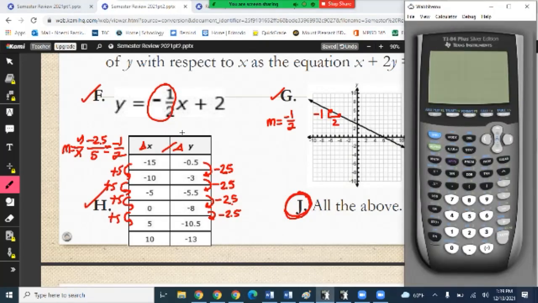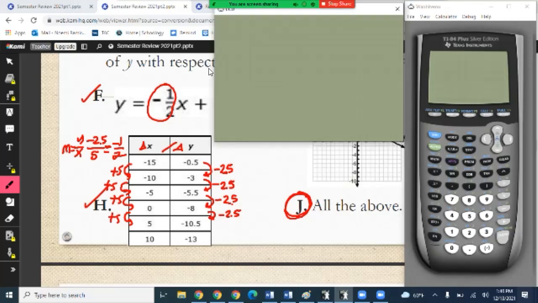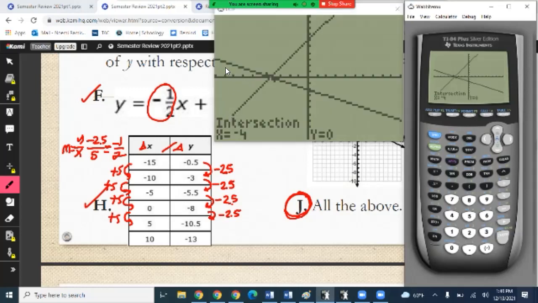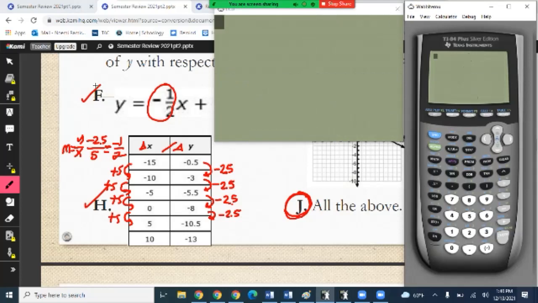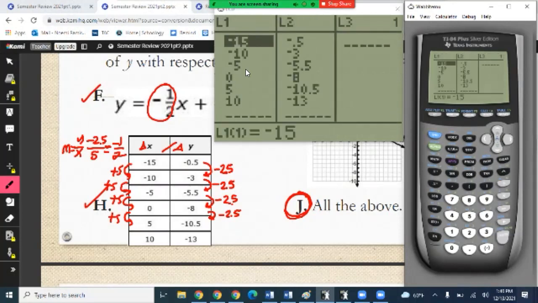What else can you do in the calculator to find the slope if you don't know how to do that? Which most of you do not remember how to do. How to find the rate of change of a table. What can you do? How do you find the slope on a table? Stat edit, awesome. So glad you guys are on it today.